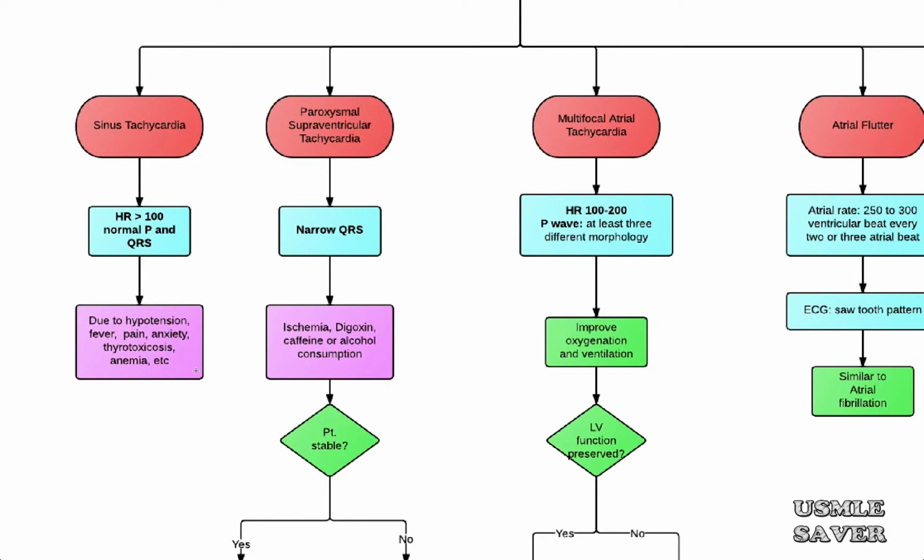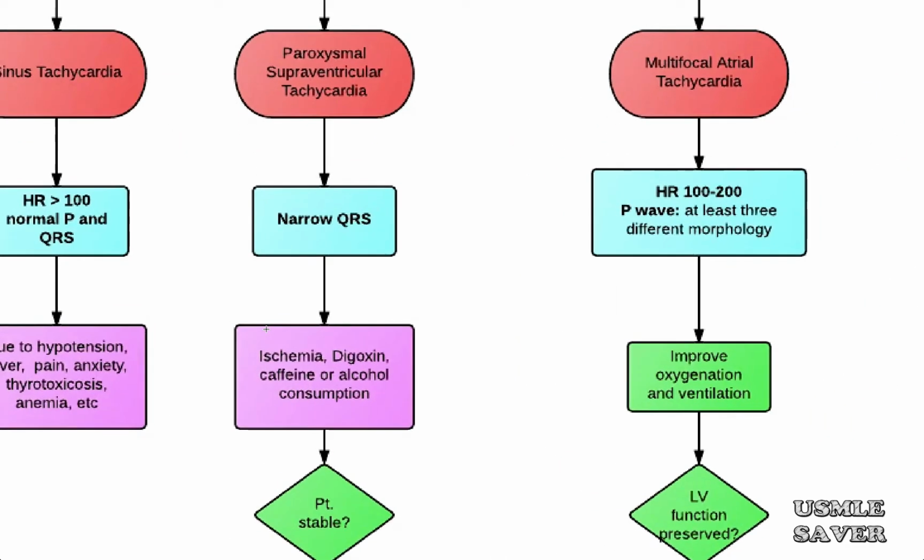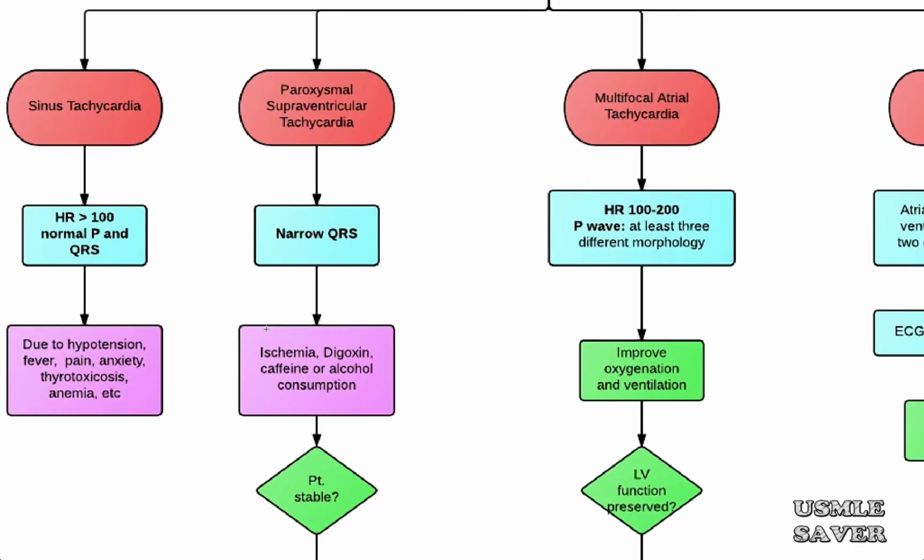Now let's move on to paroxysmal supraventricular tachycardia. Main difference is that in paroxysmal supraventricular tachycardia, you don't have P wave. I forgot to add that in the box, but that is the main difference between sinus tachycardia and this one. Here, you don't have a P wave, and in a sinus tachycardia, you do, so know that difference.